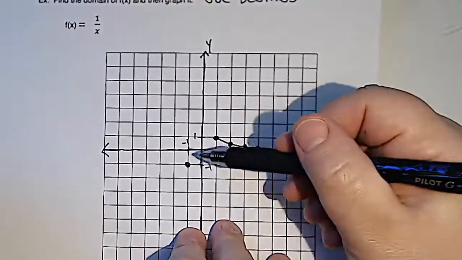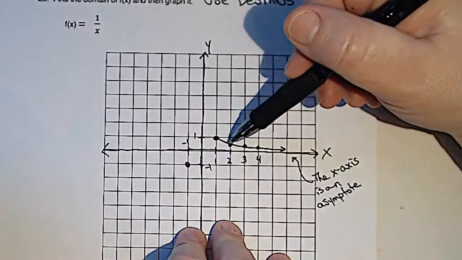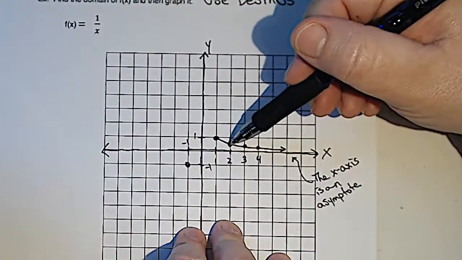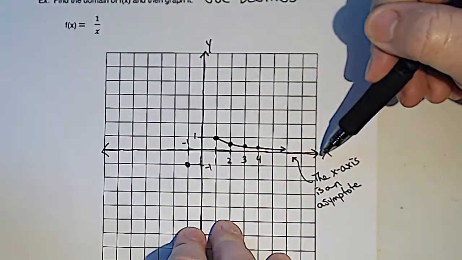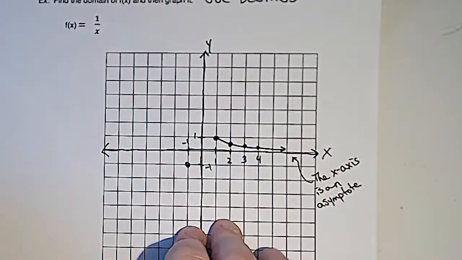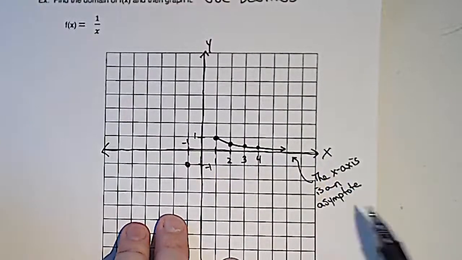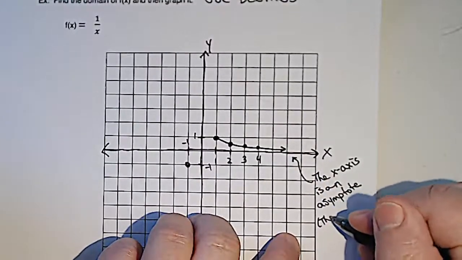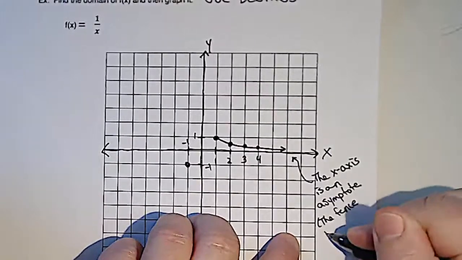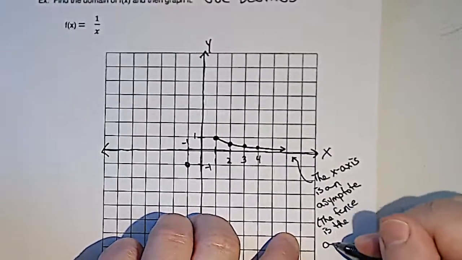The x-axis is the fence when this gets really, really small. So this part of the curve gets really close to the x-axis, but doesn't touch it, doesn't go over it, doesn't bump into it, doesn't anything. It just keeps approaching it. That makes the x-axis the asymptote. The fence is the asymptote.